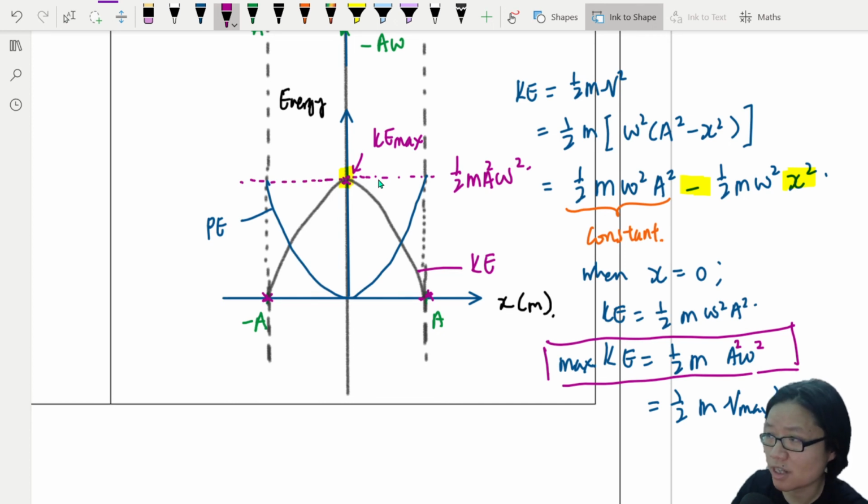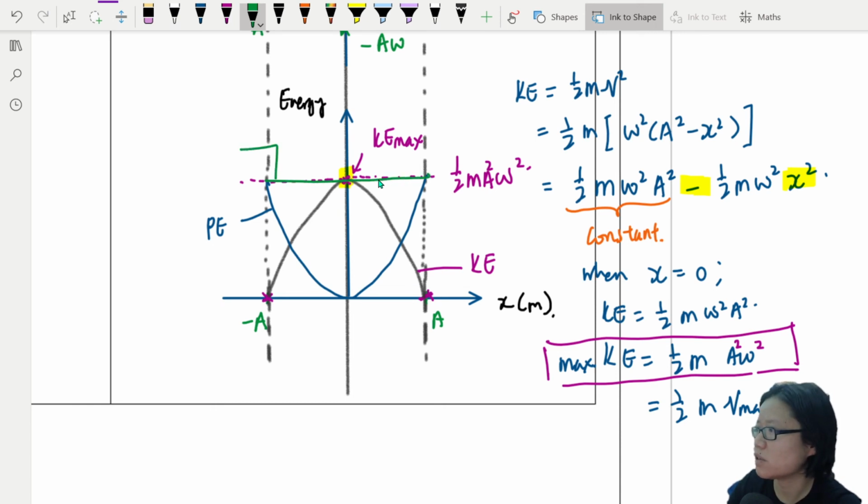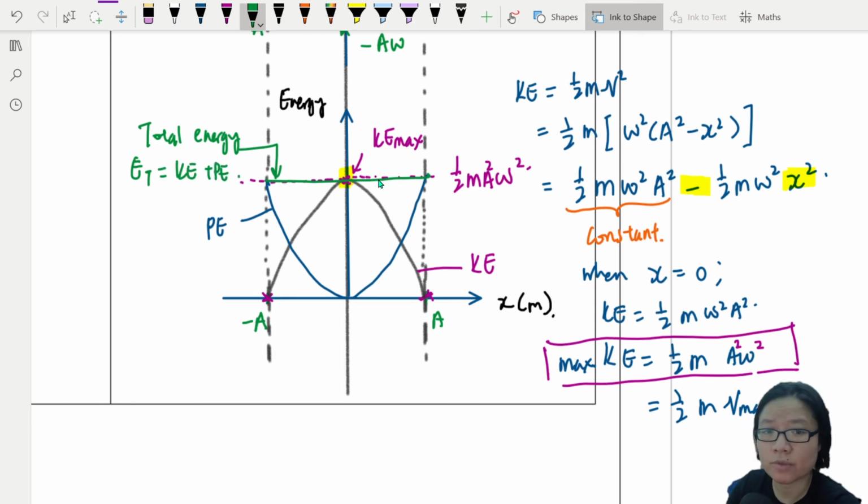So the potential energy and the kinetic energy, when you add these two graphs, you will always get the same value. What is the same value here? This one is total energy. Total energy, which I'll call ET. ET is KE plus PE. Okay, so you may be thinking, do I need to know the equation for this? Not really, but if you really want to, you can derive it. It is possible. Okay, so this is what you need to know, be able to interpret the graph.